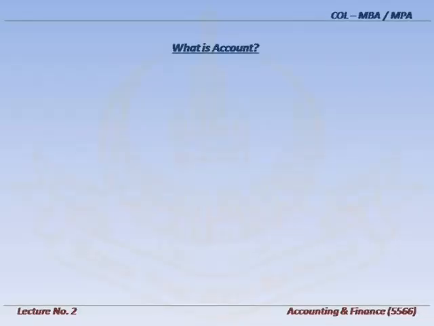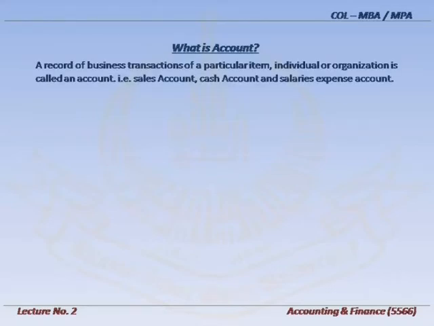Up till now, we have learned the first step of accounting in detail, that is classification. Our next topic shall cover the second step, which is summarizing. Moving forward, we'll learn what an account is. An account is a record of business transactions of a particular nature, item, individual, or organization. For example, sales account, cash account, salaries account, and others. It means we have to maintain a separate account for each nature of item, each individual, or organization.